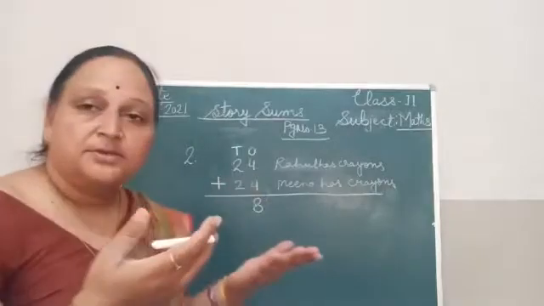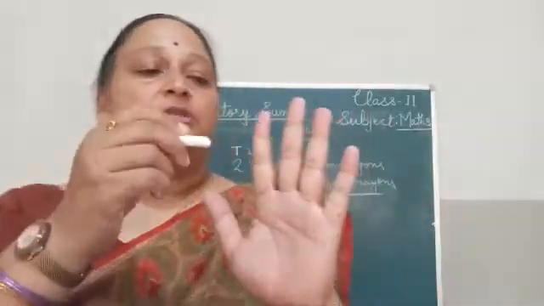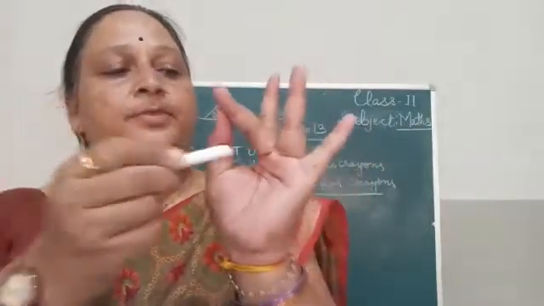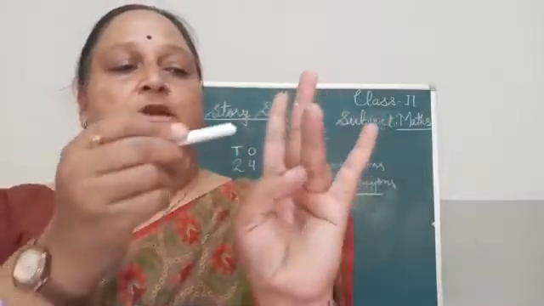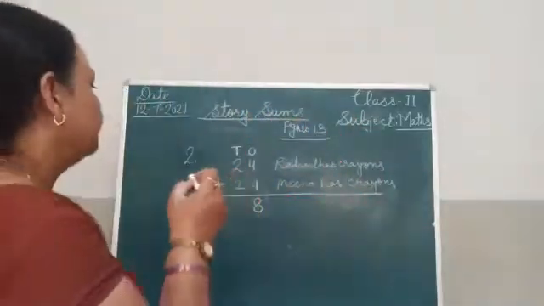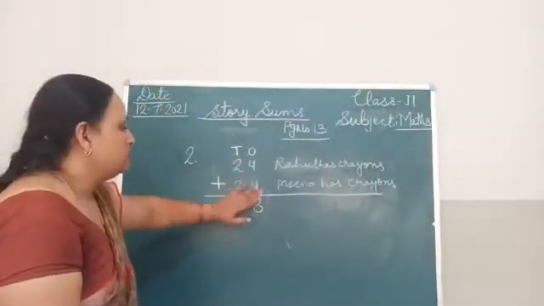If you do not understand this, then we can count on the finger lines also. 1 2 3 4. 1 2 3 4. 1 2 3 4 5 6 7 8. So we will write 4 plus 4 is 8.